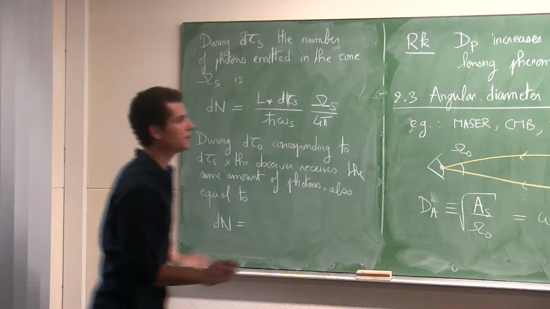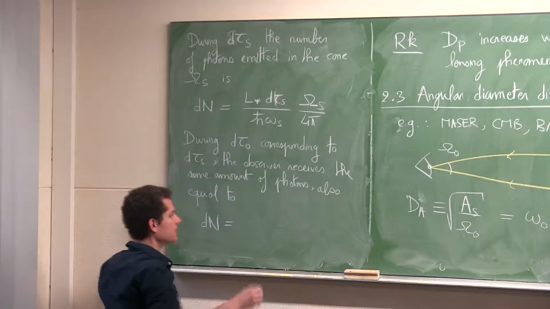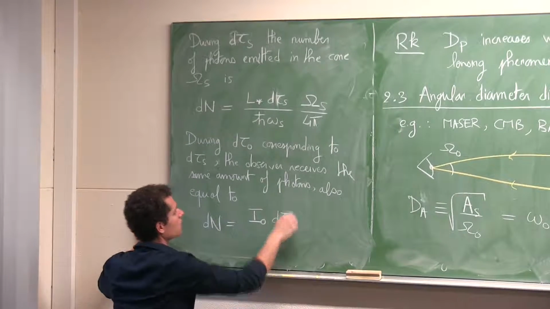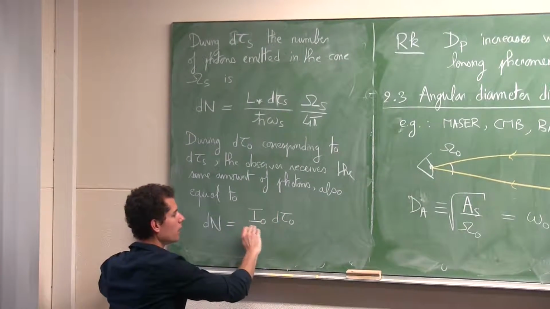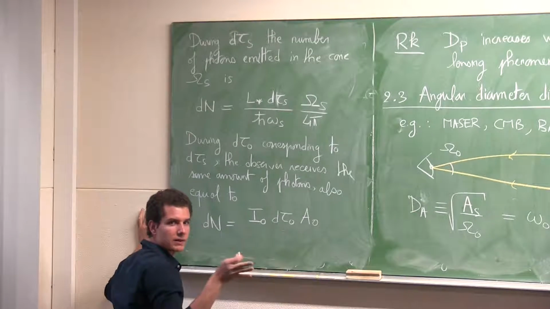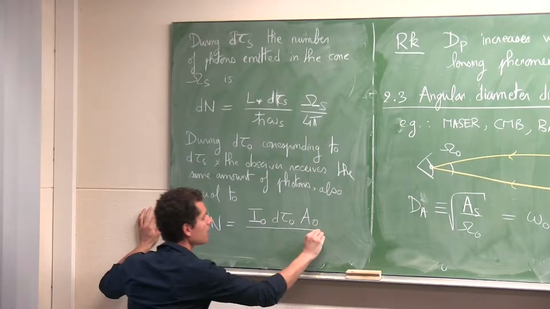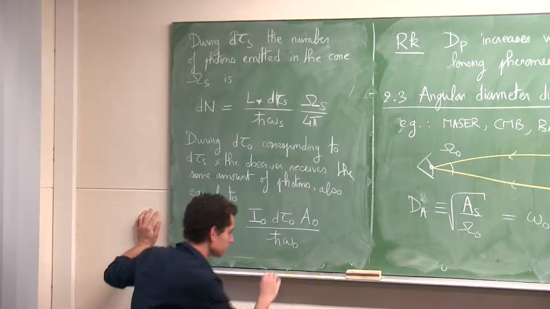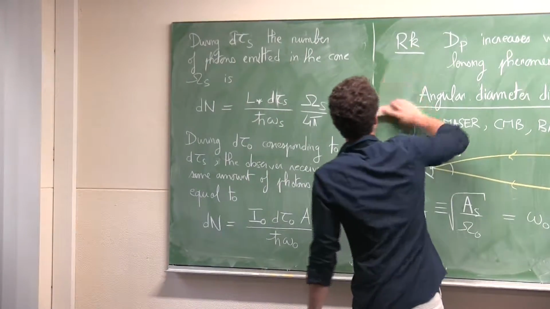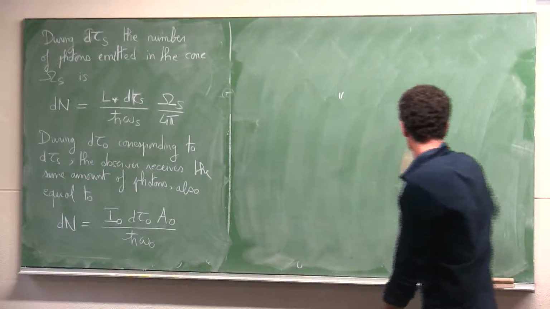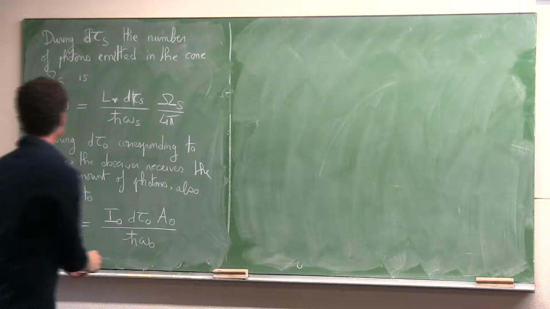But which is also equal to, if now I use the observables that are evaluated at the observer, the fraction of energy that is received is the intensity that is observed multiplied by the amount of time. So this is an energy per unit area. So I multiply by the area of the telescope. That tells me the amount of energy that is actually collected. And I divide again by the frequency, but now the observed frequency. I equate those two things.